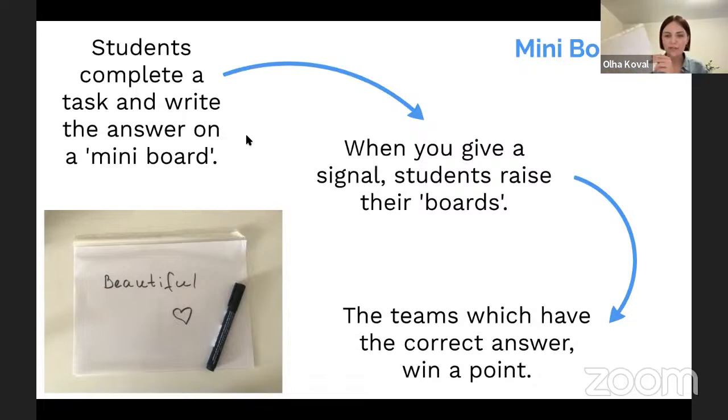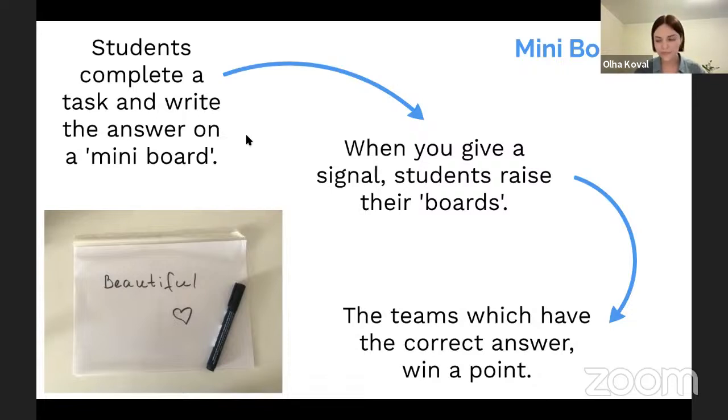You can just take a piece of paper in a file and give a marker to your students. So you give this mini board to your students, and then you ask them to complete a task. For example, you show a flashcard to your students. They need to look at this flashcard and write this word using a marker on this board. When you give a signal, for example, clap your hands, after 10 or 30 seconds, all students will need to raise their board and you will check. The students who have the correct answer will get a bonus point.